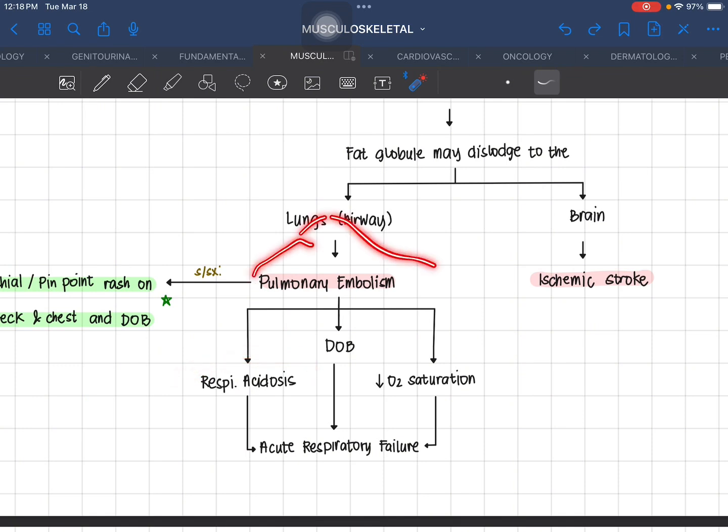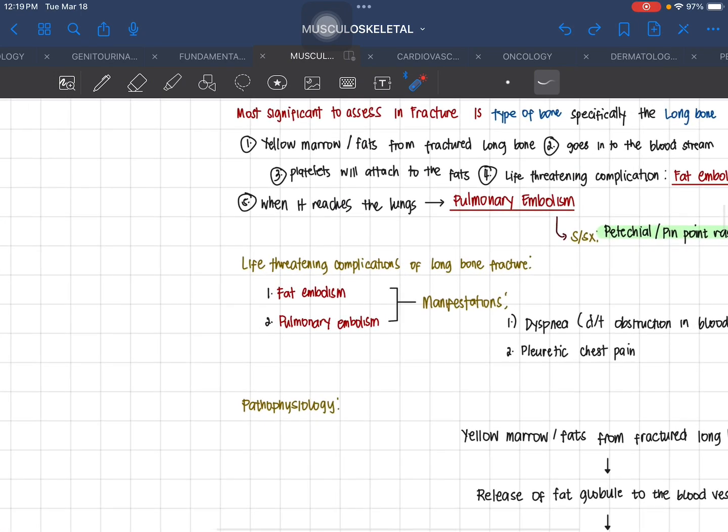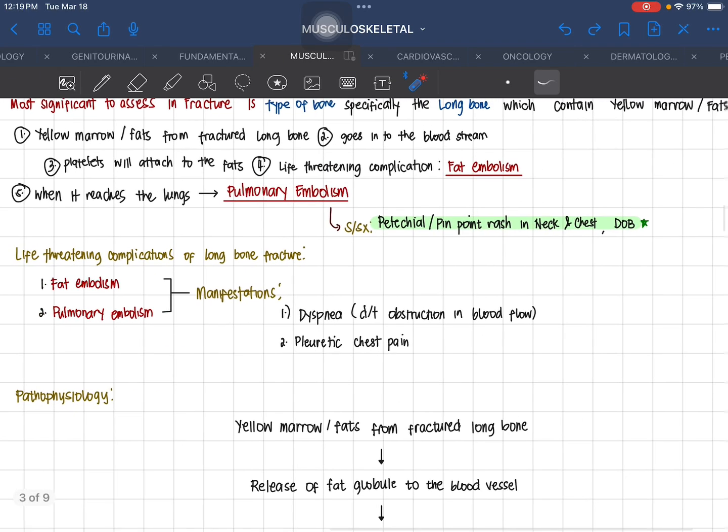From pulmonary embolism, you can experience difficulty of breathing, respiratory acidosis, and also decreased O2 sat. From there, it becomes deadly. You can develop acute respiratory failure. And also, if the fat is dislodged not to the lungs but to the brain, you're at risk for ischemic stroke. So, these are the life-threatening complications of bone fracture, fat embolism, and pulmonary embolism manifestation.